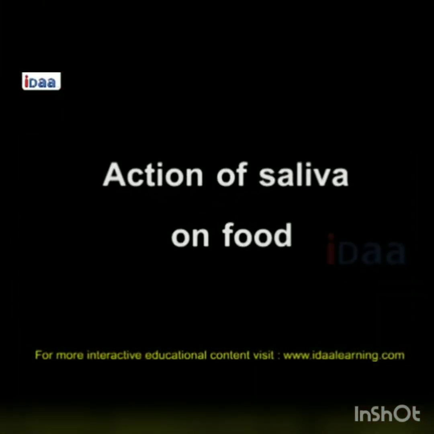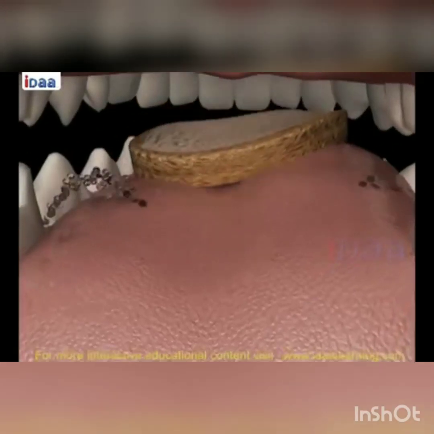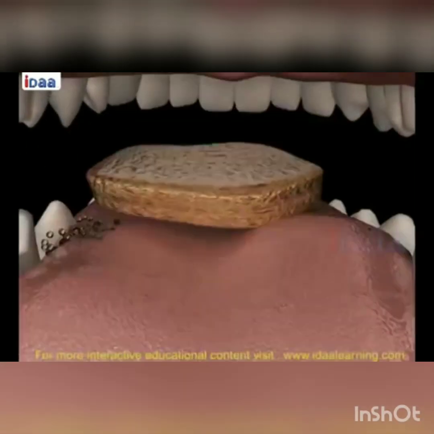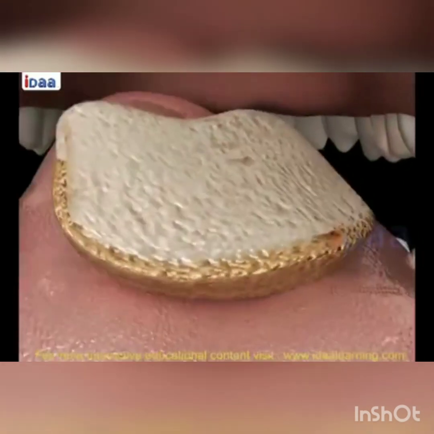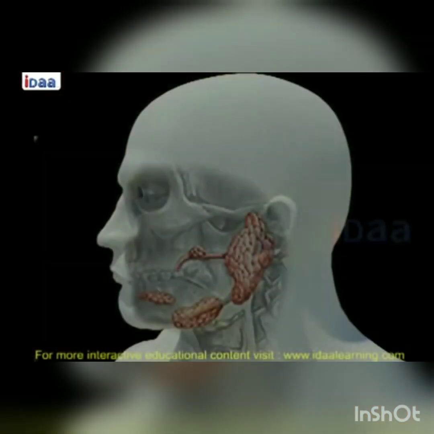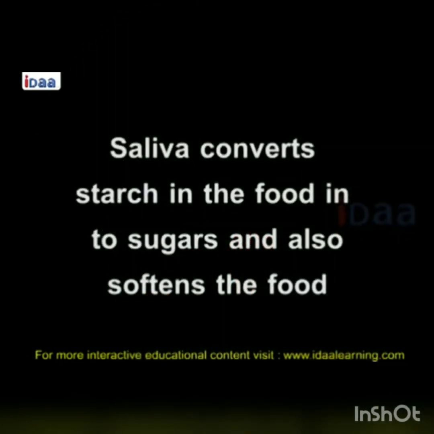Action of saliva on food. Saliva, the watery fluid in our mouth, is secreted from salivary glands located in front of the ear or below the tongue. Saliva converts starch in the food into sugars and also softens the food.